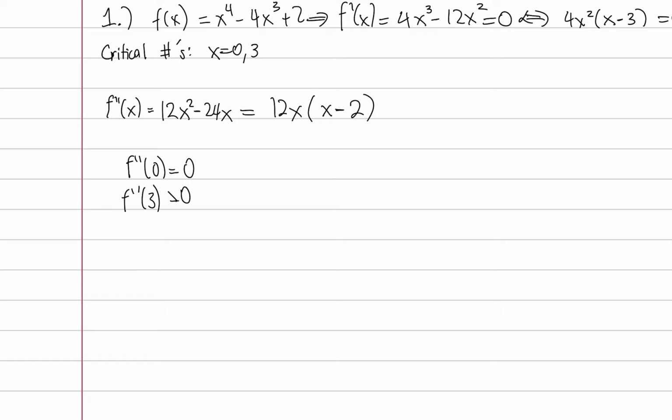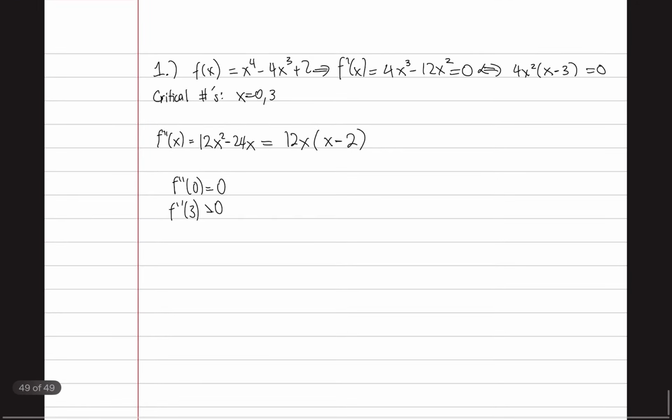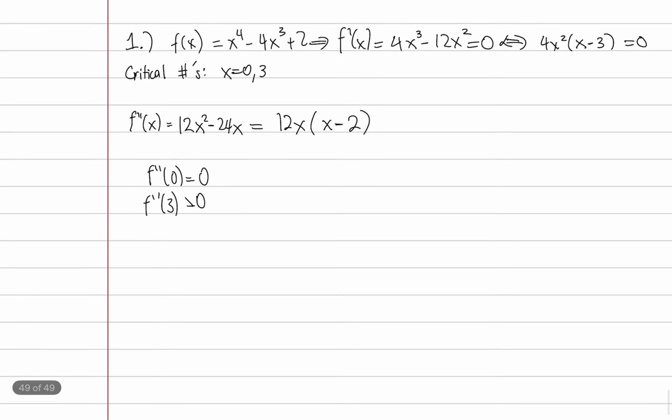Can we apply the second derivative test to the critical number 0? The answer is no, we cannot, because the second derivative is 0. Instead, we're going to have to apply the first derivative test. And now is where we get out our table.